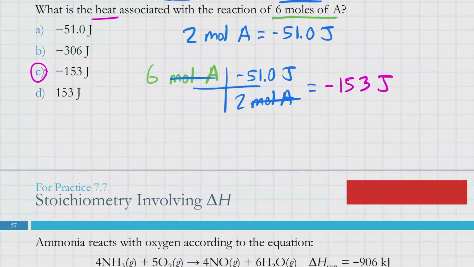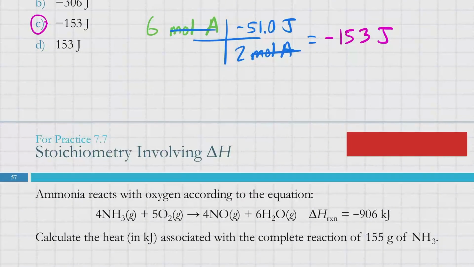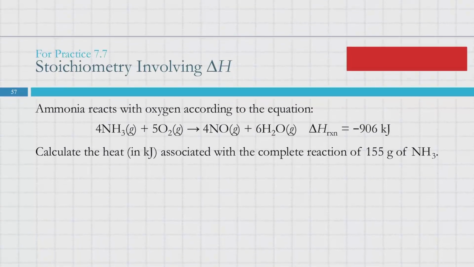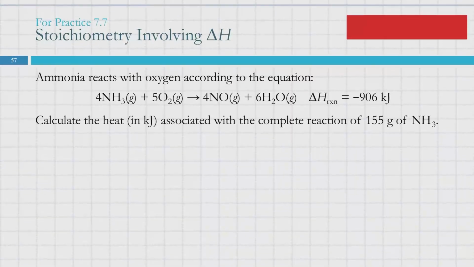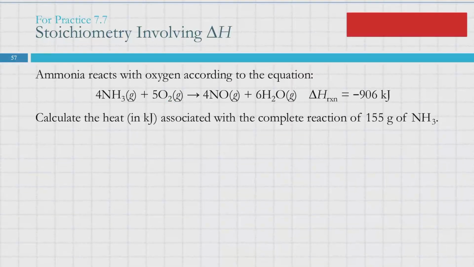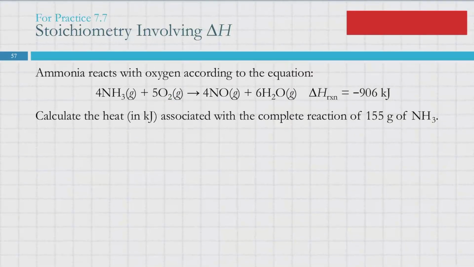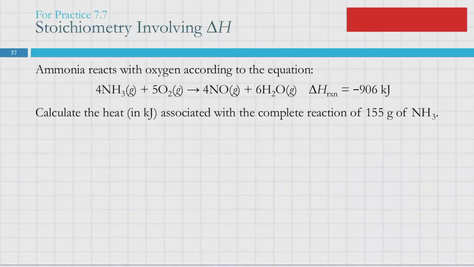Cool. Okay, a little bit more of a realistic example now. Ammonia can react with oxygen in the air according to the following equation. Any guesses on whether the equation's balanced? Yeah, it's balanced. How do we know it's balanced? It's got coefficients. It's probably balanced already. We could check if we really wanted to, but I'm going to trust that it's balanced.